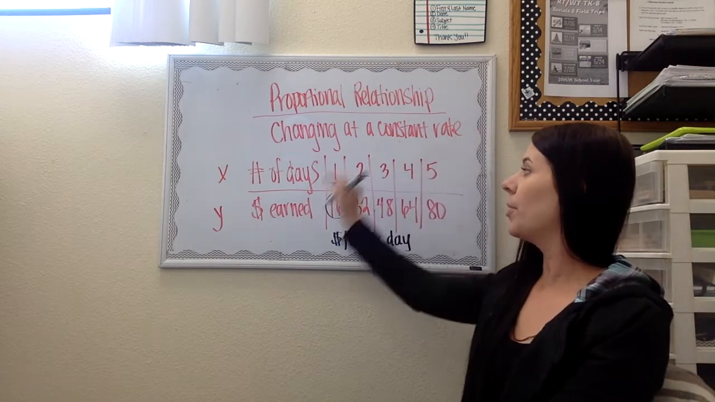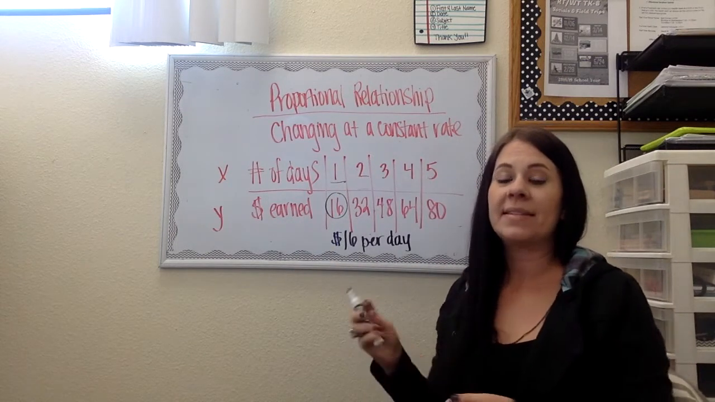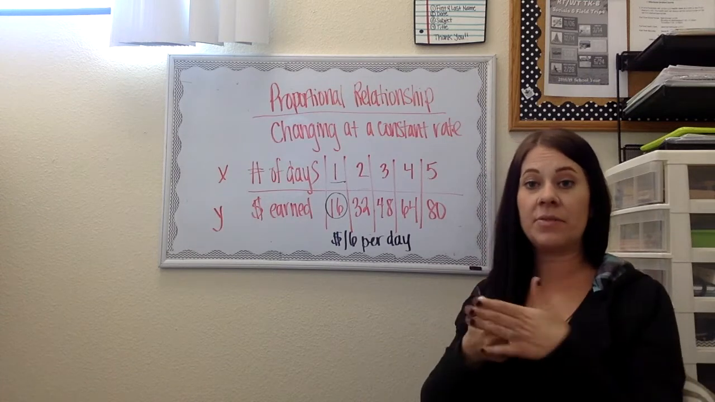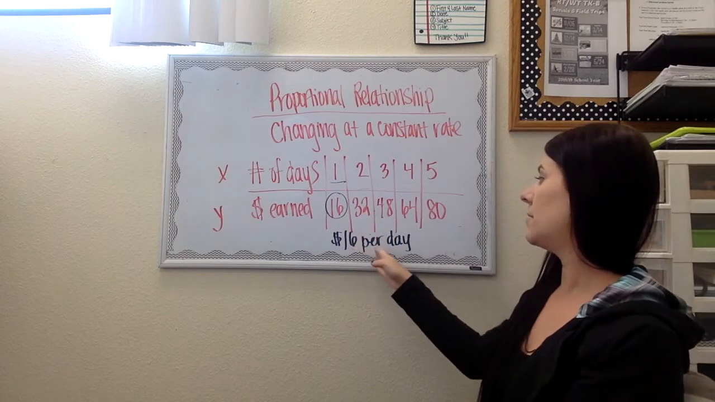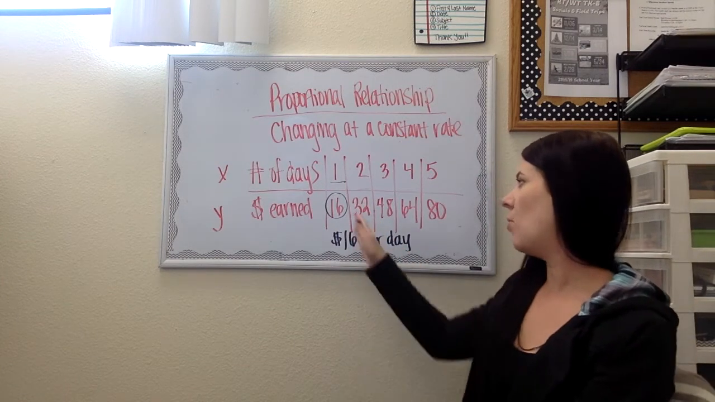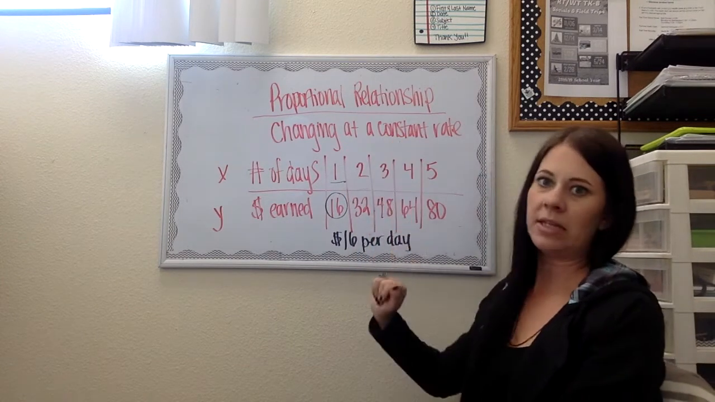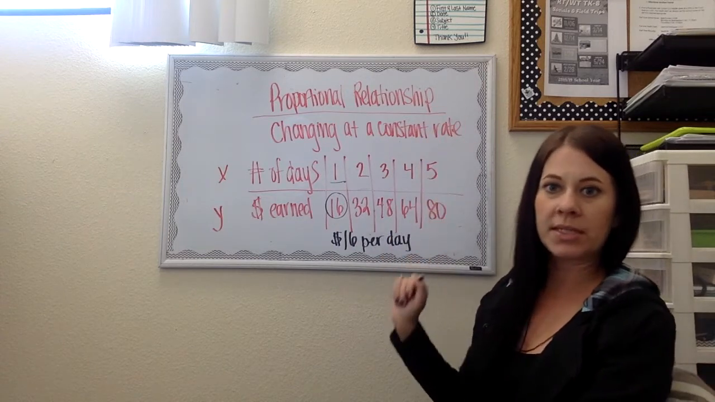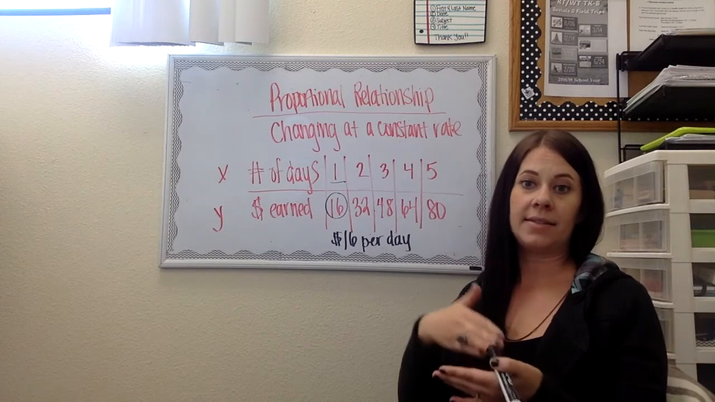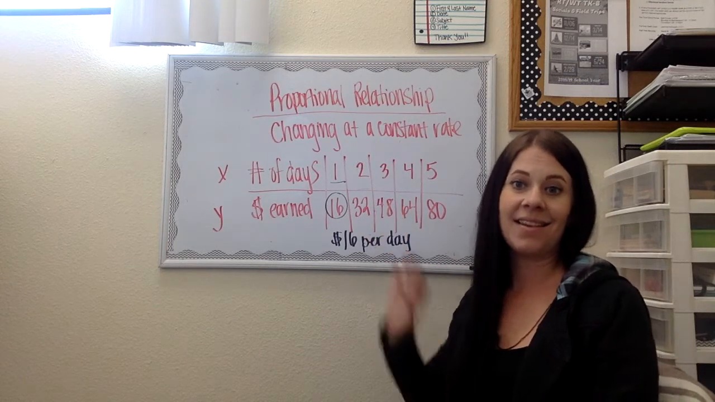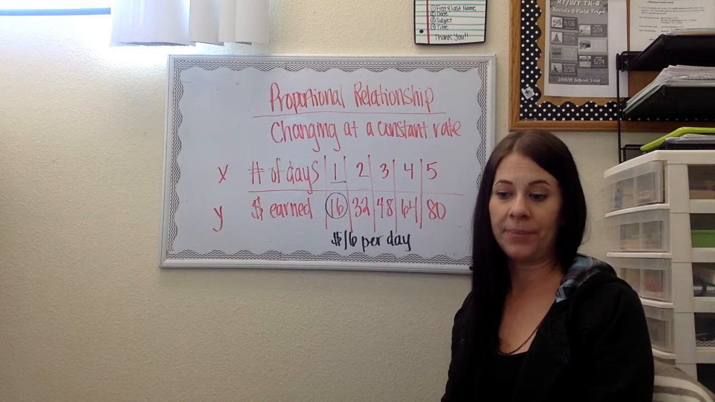And this is a proportional relationship because everything that you divide gives you the same amount. It's changing by the same. You are getting a consistent $16 per day. It's not that one day you get 16 and the next day you get 17 and the next day you get 14 and we kind of add those up. No, every single day is $16 per day. This is a proportional relationship.